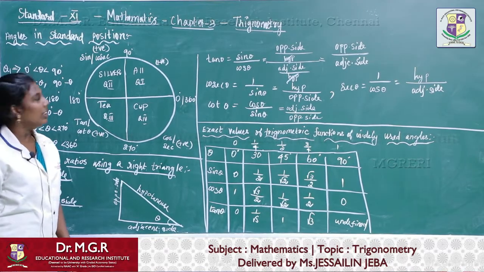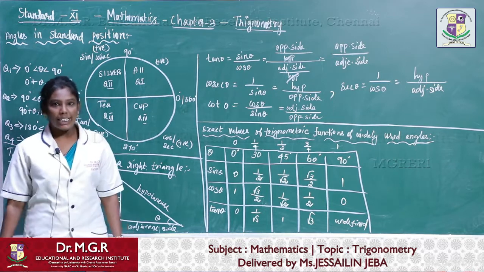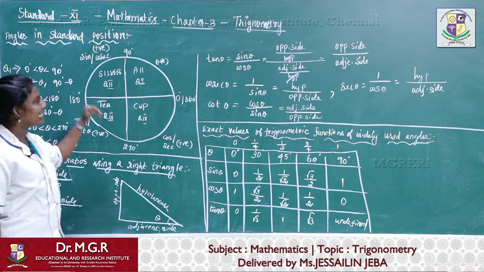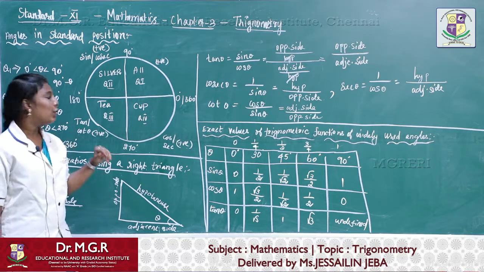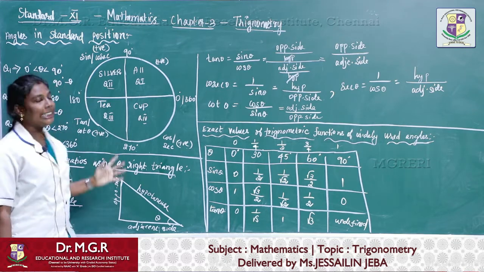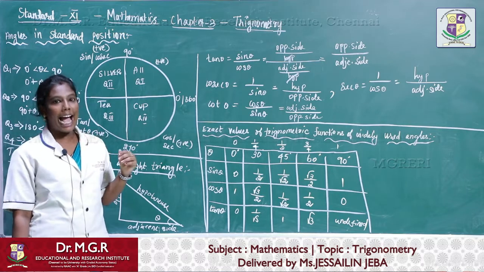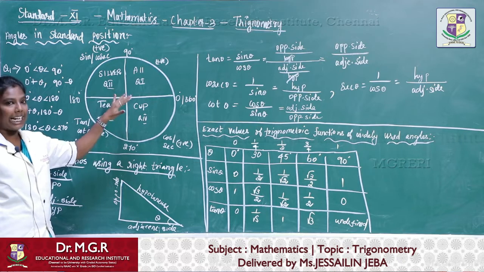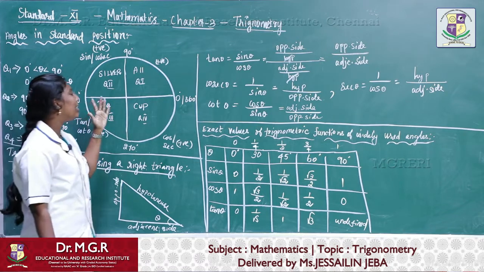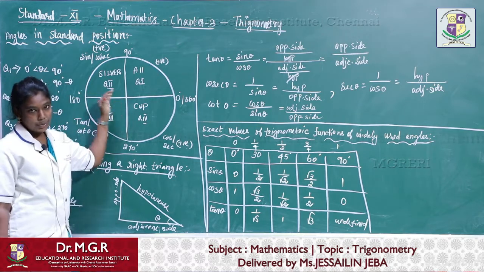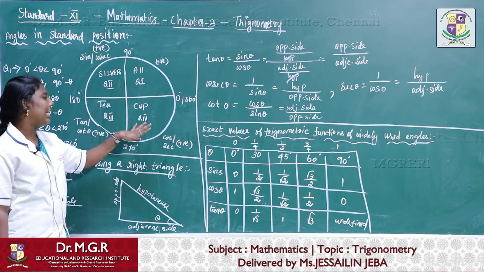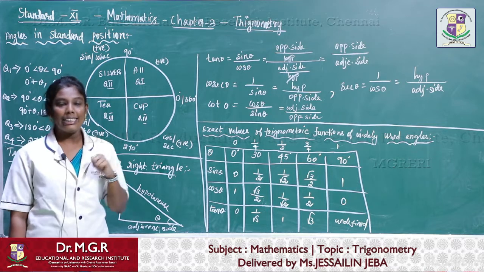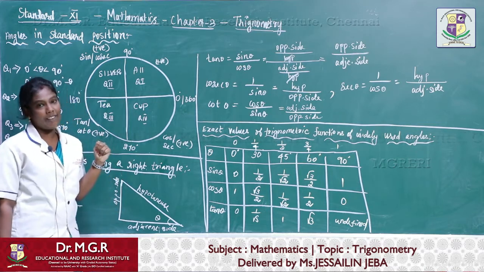Students, today we are going to see trigonometry. The first topic is angles in standard position. We are going to see what the standard positions in angles are. We have 4 positions in angles: quadrant 1, quadrant 2, quadrant 3 and quadrant 4. So in total we have 4 quadrants, the positions of angles.